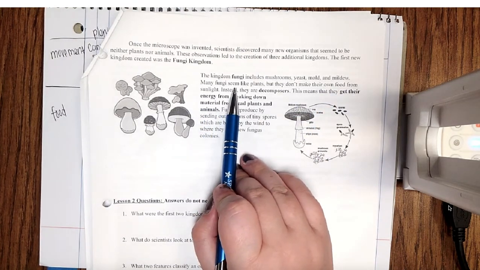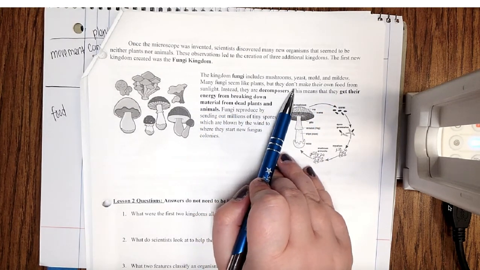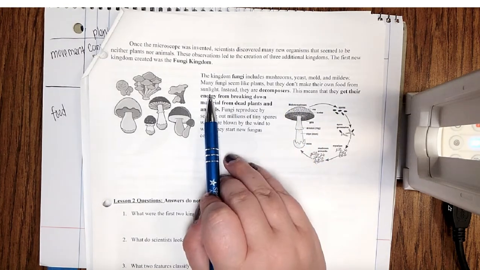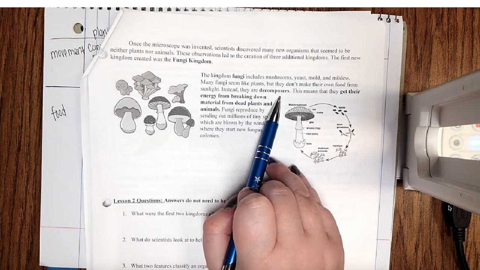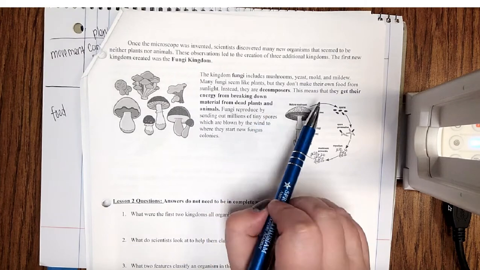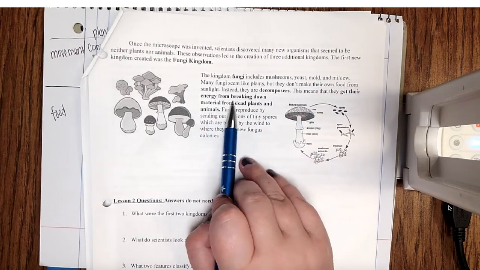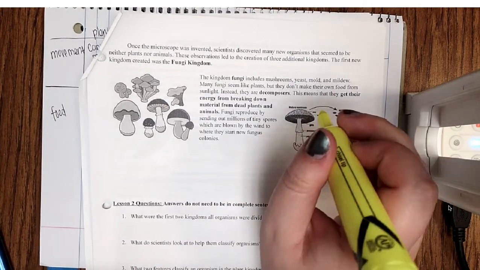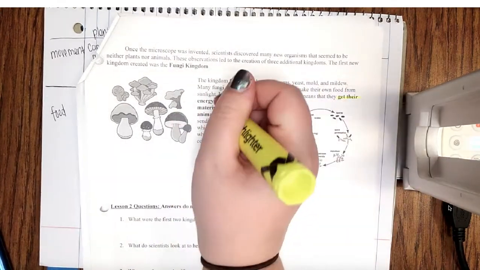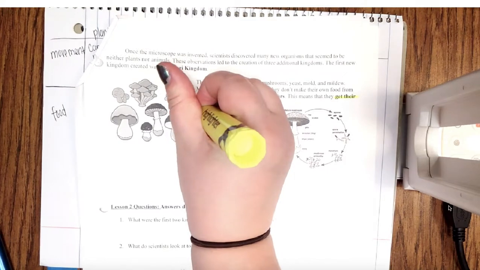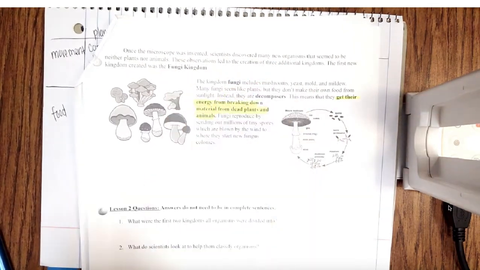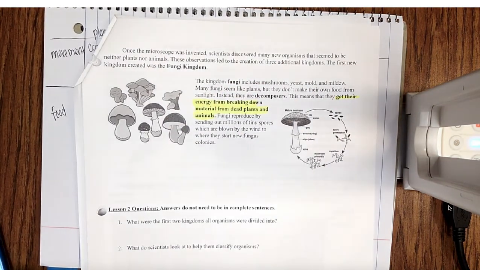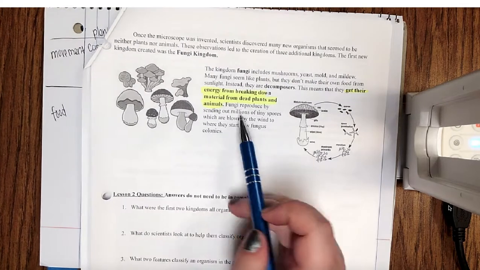Many fungi seem like plants, but they do not make their own food from sunlight. Instead, they are decomposers. This means that they get their energy from breaking down materials from dead plants and dead animals. So I'm going to highlight that because that whole little part is super important, okay? So if you have your highlighter, make sure you highlight that, okay?